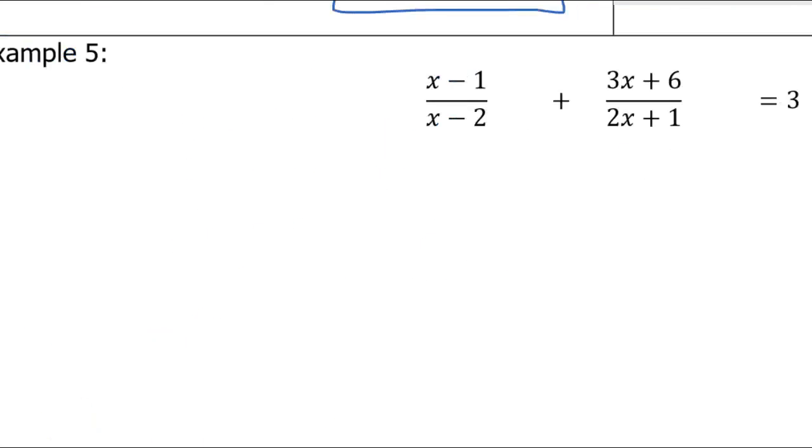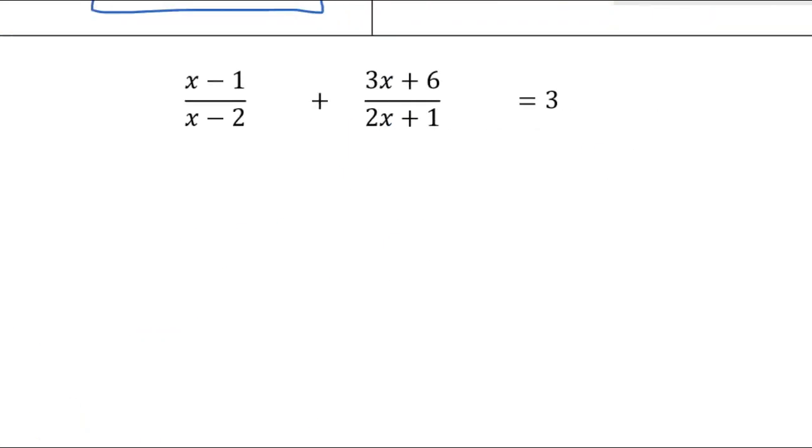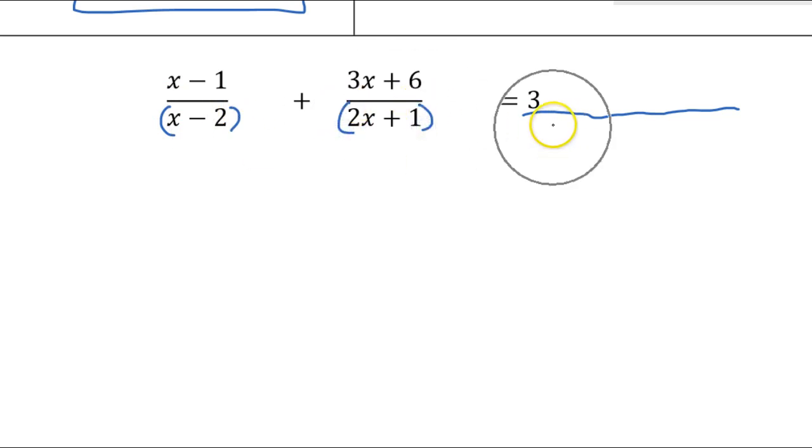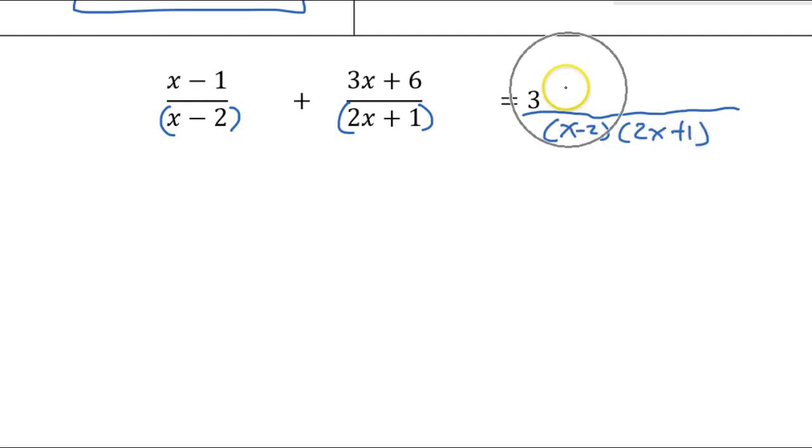All right, let's do one more. Example 5 here. Again, we need like denominators. Now, I don't have 0 over here, so I need like denominators even on this. So the two factors I see are x minus 2 and 2x plus 1. So I'm going to need both of those: x minus 2, 2x plus 1.